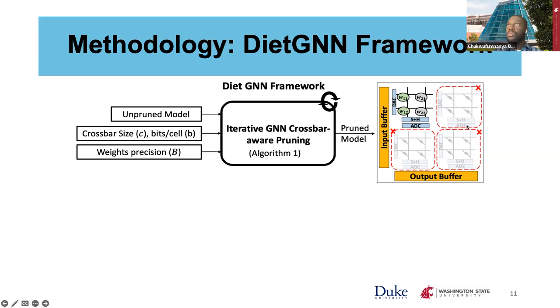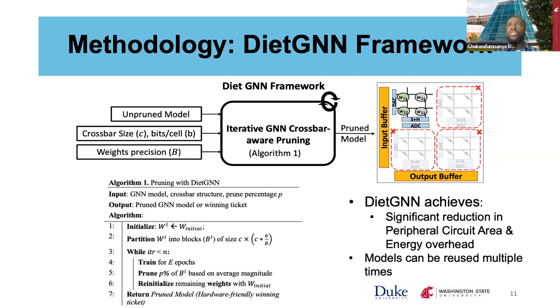The algorithm is shown here, and the obvious advantage of this method is that we can reduce peripheral circuit area and reduce energy consumption. We also found that this method is scalable. That is, models can be reused multiple times, and they can even be transferred to other datasets.